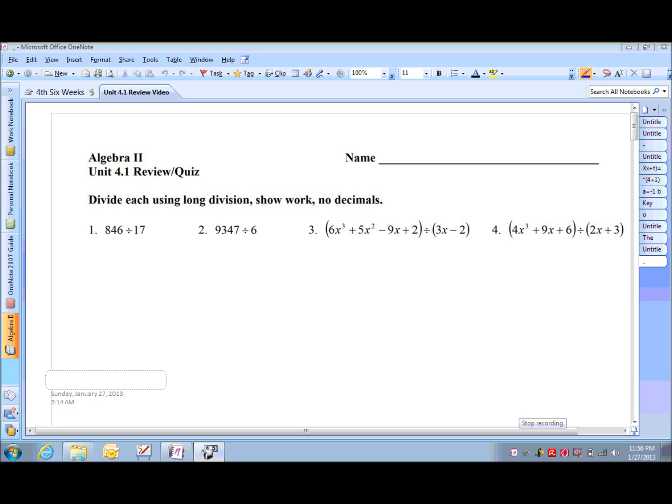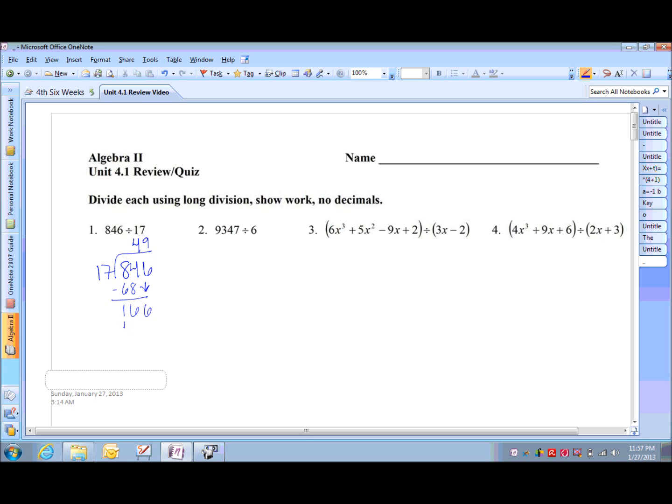The first set of directions ask us to use long division to solve these problems. So we're dividing 846 by 17 in the first problem. 17 does not go into 8, so we have to look at 84. And 17 goes into 84 4 times. So we multiply 4 times 17 and we get 68. 84 minus 68 leaves us with 16. Bring down the 6. And 17 goes into 166 9 times.